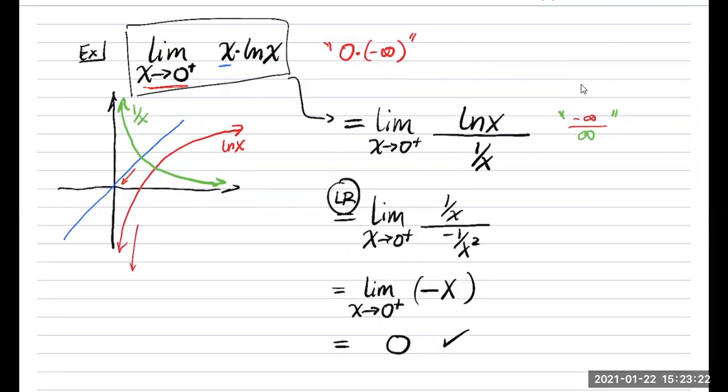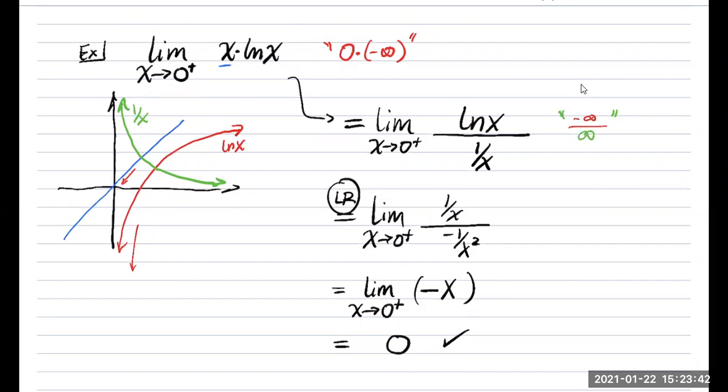We got the indeterminate form of the type 0 times infinity, and we algebraically manipulated the expression in such a way that we could get an indeterminate form that we could use L'Hopital's rule for, which is 0 over 0 or infinity over infinity. Now, I want to point something out to you, gang, before we leave this problem.